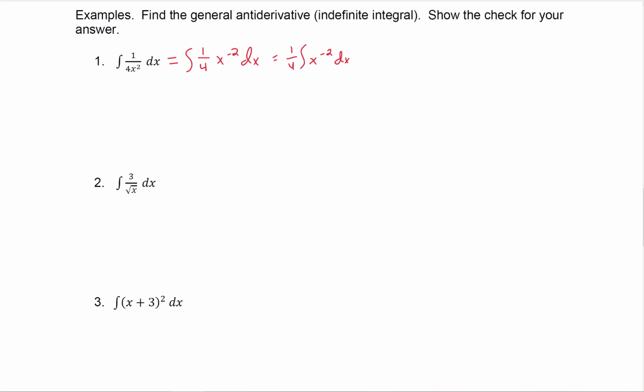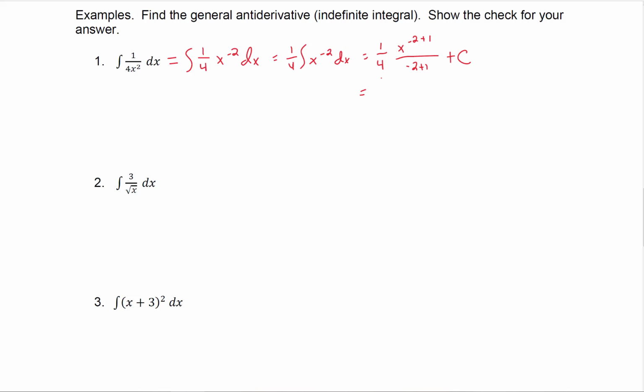And then by our power rule now, this is going to equal 1/4. So we add 1 to the power, so x to the negative second power plus 1. Think about what we did with derivatives, right? We subtracted 1 from the power. Well, we're undoing differentiation, so we add 1 to the power. And then, because when we brought the power down, we technically multiplied by the power with derivatives, we're going to divide by the new power for the antiderivative. So divide by negative 2 plus 1. And then always add on a plus c because we could have any function with a constant.